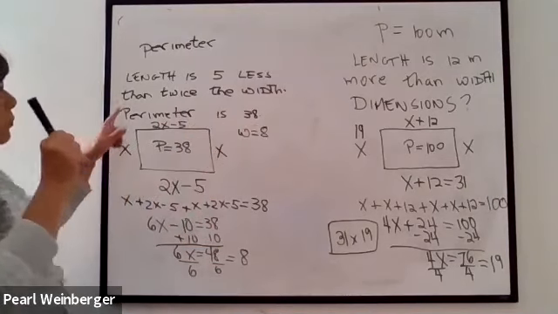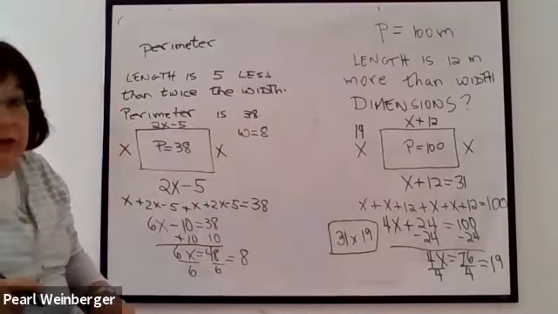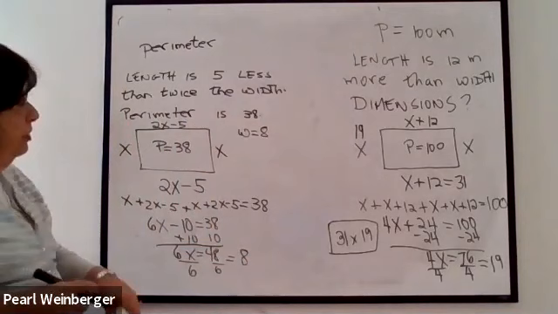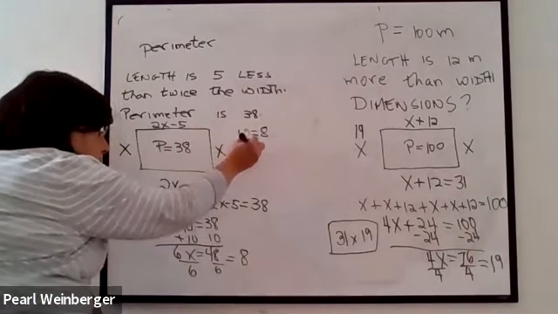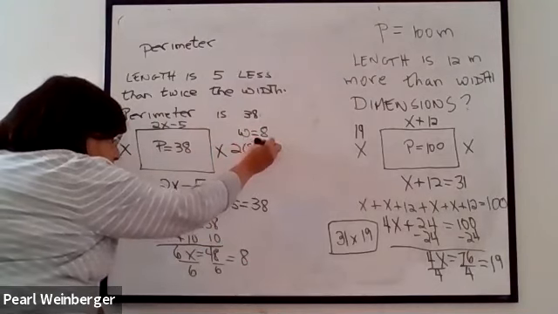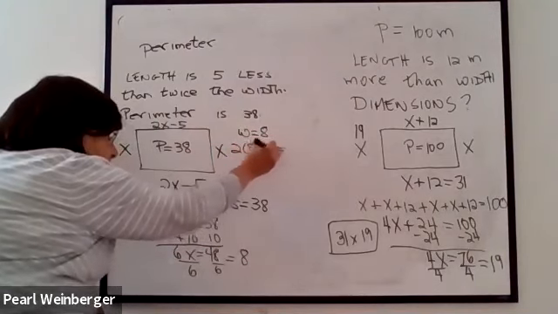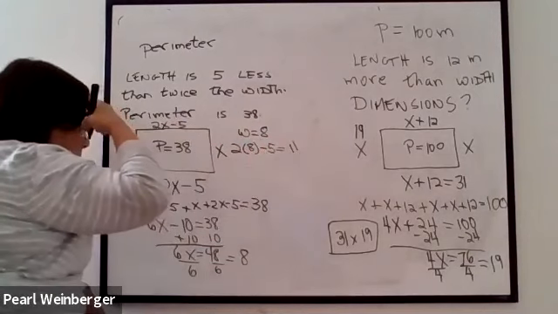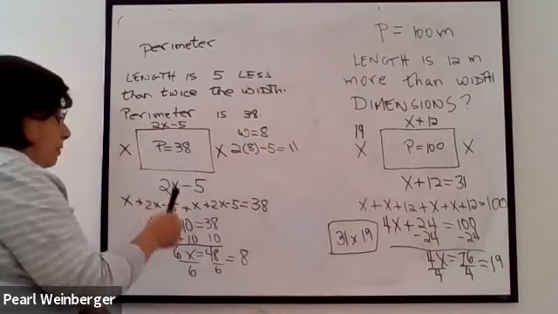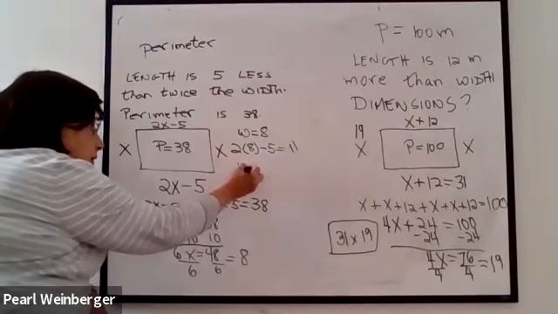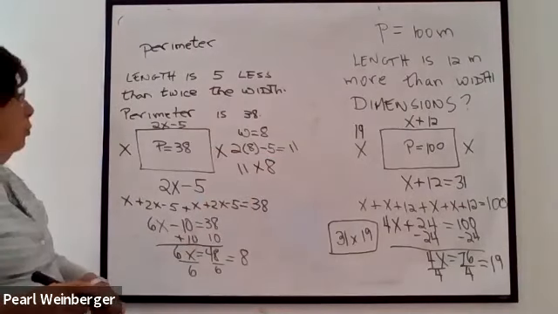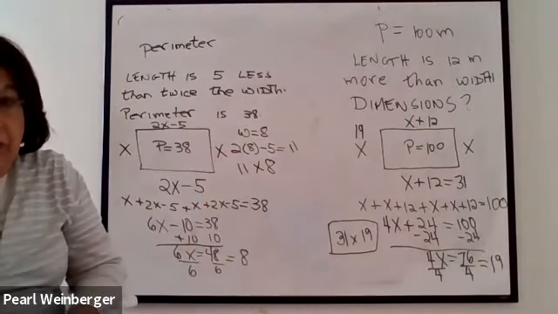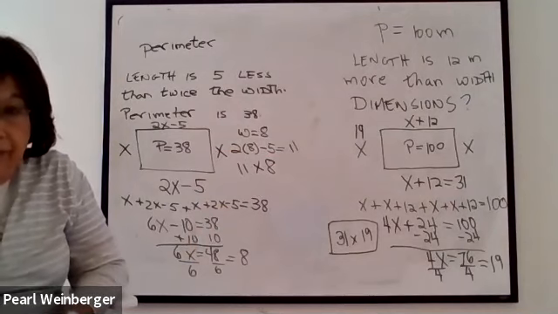But remember, it asks for the dimensions. The dimensions is not just the width, it's also the length. The length we do 2 times x. Well, now we know the x is 8, minus 5. So that's 16 minus 5, which is 11. So my length is 11. My width is 8. I could write the dimensions are 11 by 8. That's what the answer to this problem would come out to be.